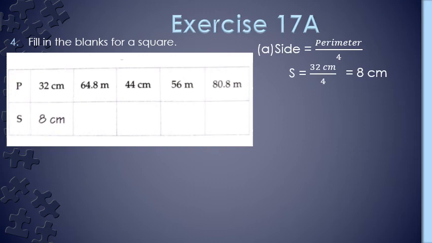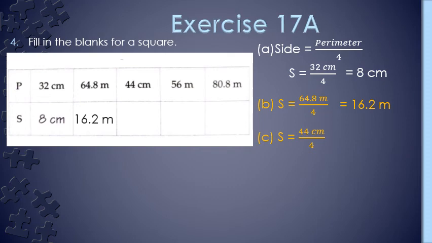Now let's move to the second one. In the second one, the perimeter of the square is 64.8 meter. So how will we find out the side? Well, side is equal to 64.8 meter divided by 4, which is equal to 16.2 meter. In the third one, the perimeter is 44 centimeter. So the side of the square is equal to 44 centimeter divided by 4, which is equal to 11 centimeter.